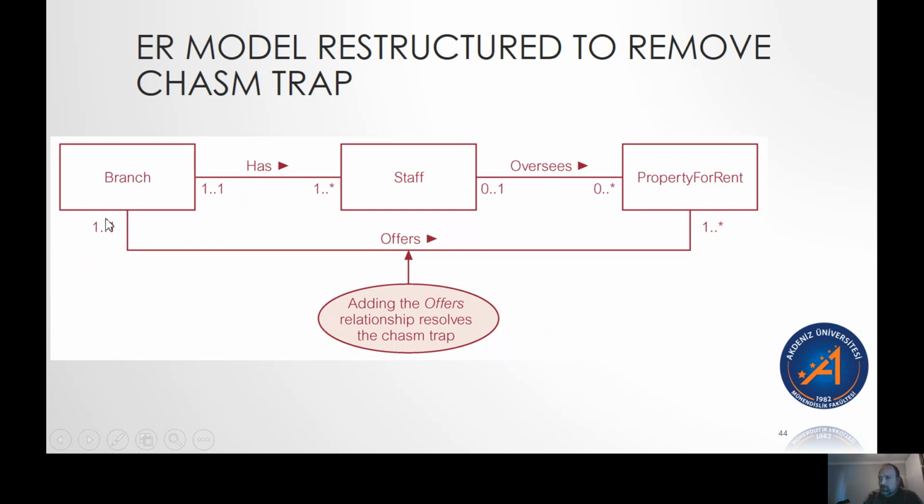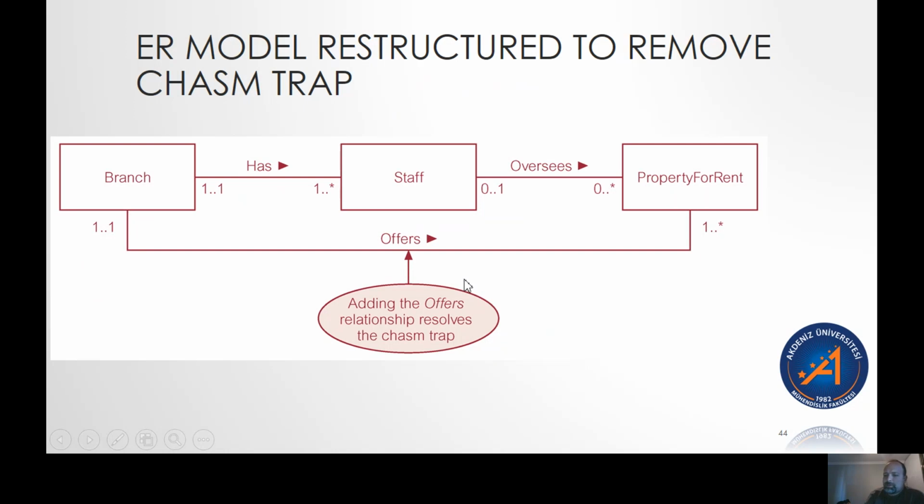Now, adding this extra relationship, again, as we'll see next time, does come with its own complications that we will have to keep track of, but it's the only way to solve this problem. Basically, because this participation is optional, but we still have a relationship between property for rent and branch, we must use that.